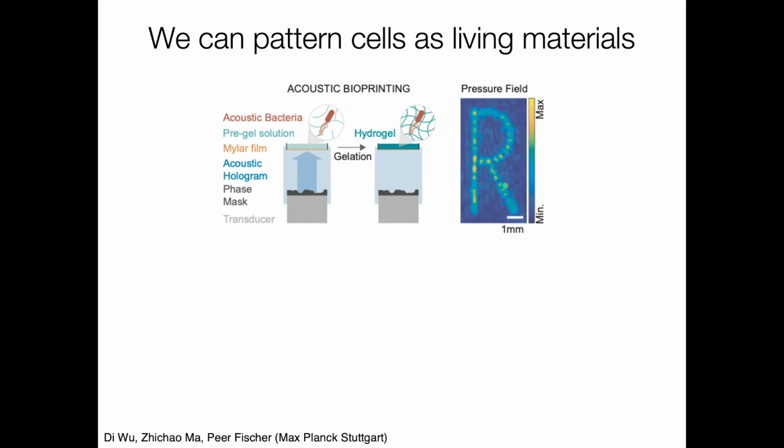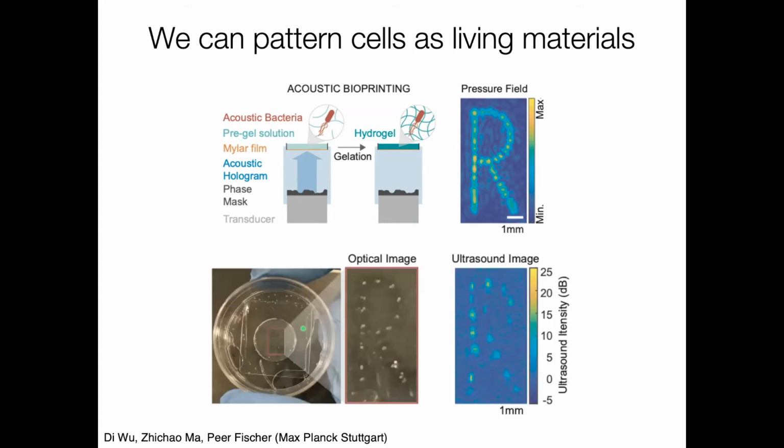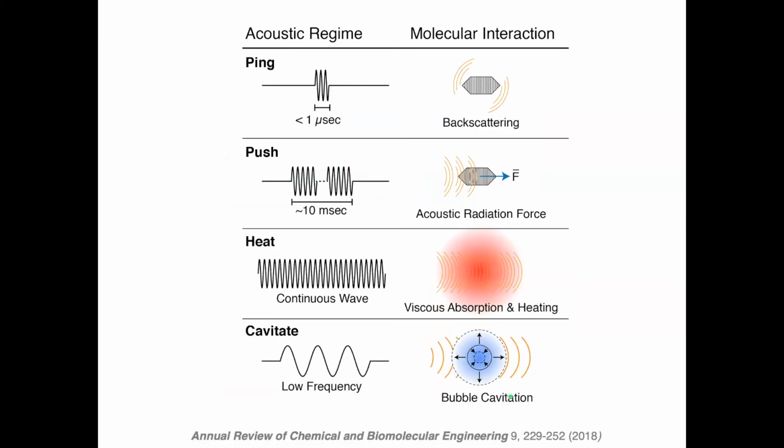So does that work? So this is for letter R pattern. And in fact, it does. So these are, as after we've done this, we see that we have our cells arranged in this letter R pattern. We can see optically. And as a bonus, because they're expressing gas vesicles, we can also see that pattern with ultrasound.